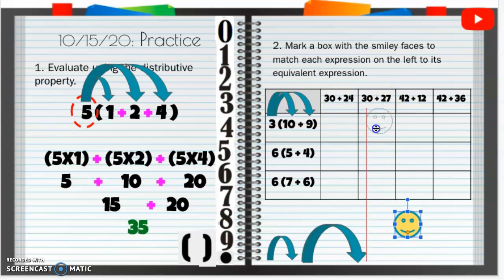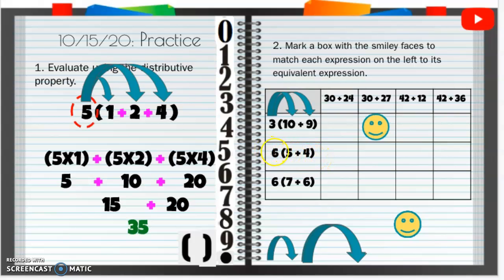So we are going to put a smiley face in this box because 3 times 10 is going to be 30. And then 3 times 9 is going to be 27. In the middle, we have an addition symbol. There's our answer. All right, let's take a look at this next one. 6 times the quantity of 5 plus 4, end quantity.